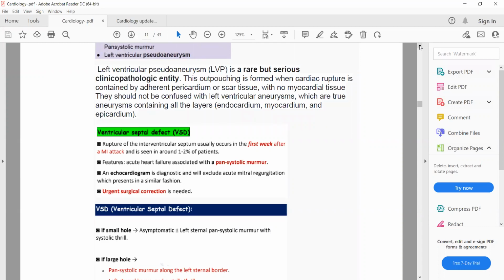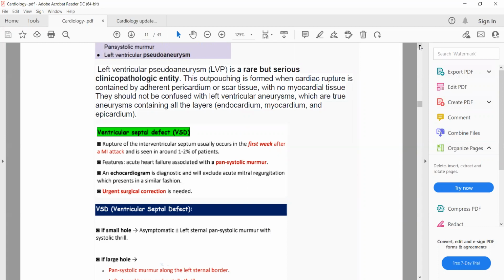Remember that if a patient 1 or 2 weeks after MI presents to you with features of heart failure, ventricular septal defect and mitral regurgitation, both of them can cause heart failure. What will be the features of acute heart failure? Can anyone tell me? Orthopnea, shortness of breath.